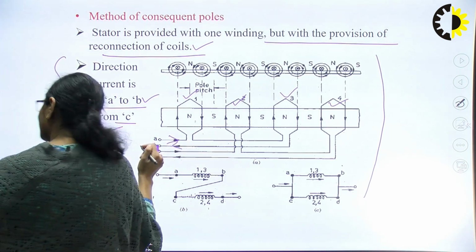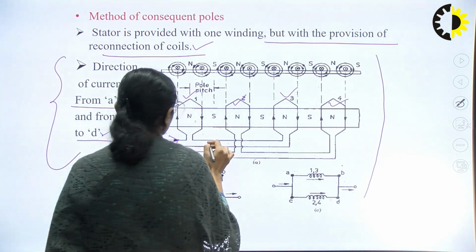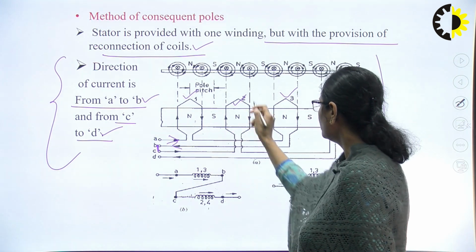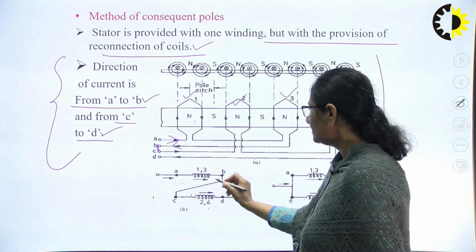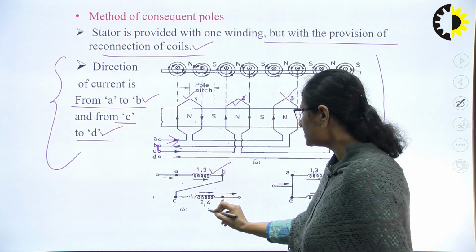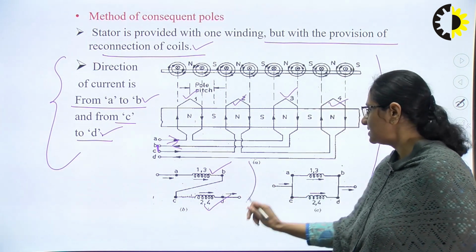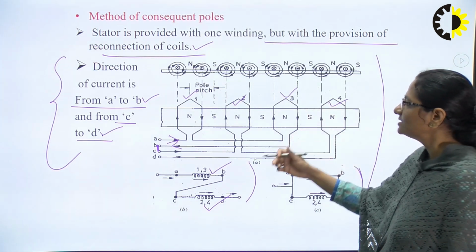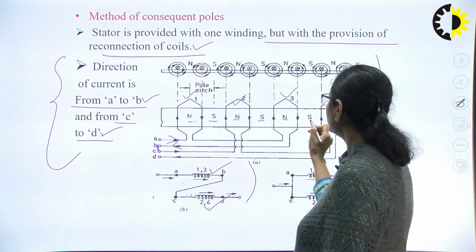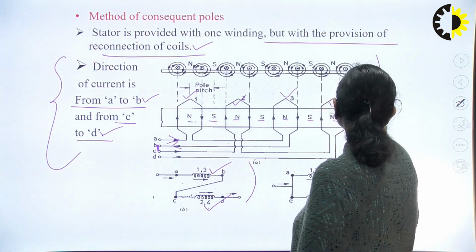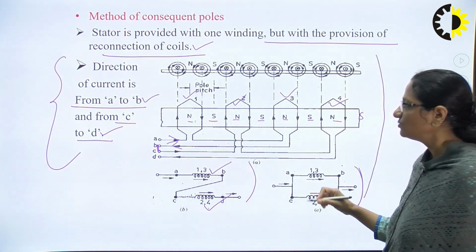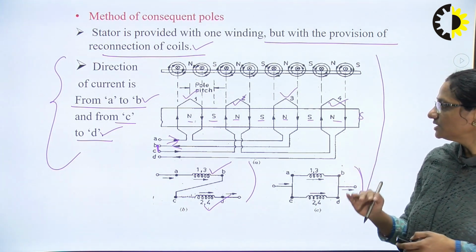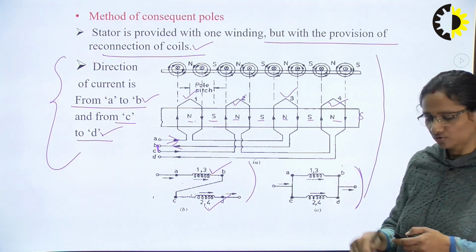We can see it in this manner. It is showing the direction of current in the two sides from A to B, from C to D. We can either have series connection or the parallel connection of the coils. It results in the generation of a field having 4 poles.